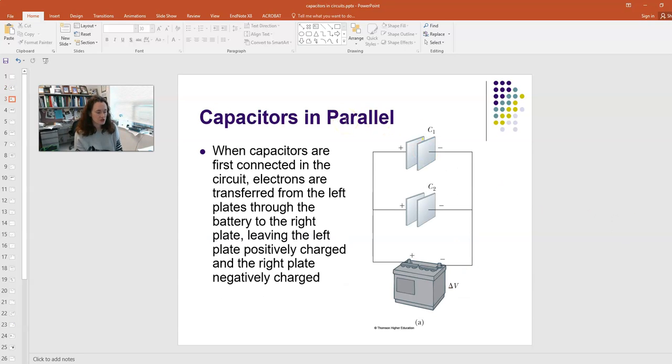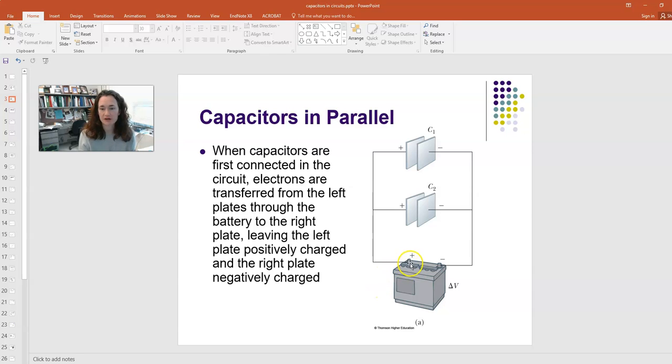Now, there's two main ways that you can hook things up in a circuit, and that's in parallel or in series, okay? So when we have a parallel branch in a circuit, why we call it parallel is because when we draw the schematic of the circuit, the branches are represented by parallel lines, okay?